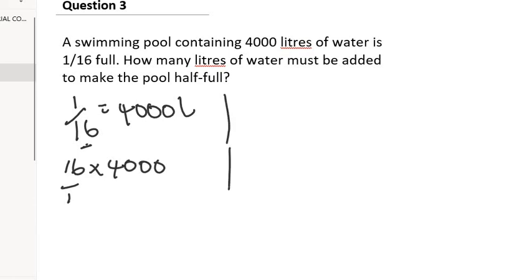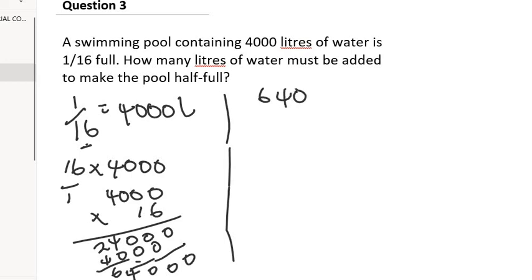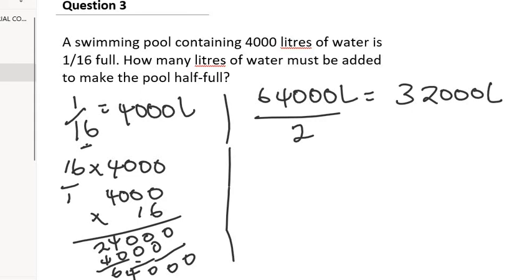Okay, so let me split the board into 2 parts. 4,000 times 16 is giving 0, 0, 0. 6 times 4 is 24. 1 times 0, 0, 0, 0, 4. So I'm going to have 0, 0, 0, 4, 6. Okay, so the capacity of the swimming pool is 64,000 liters. How many liters of water must be added to make the pool half full? For the pool to be half full, we need to divide this full capacity by 2, which will give me 32,000 liters.